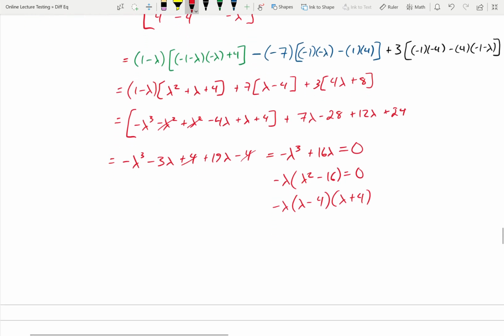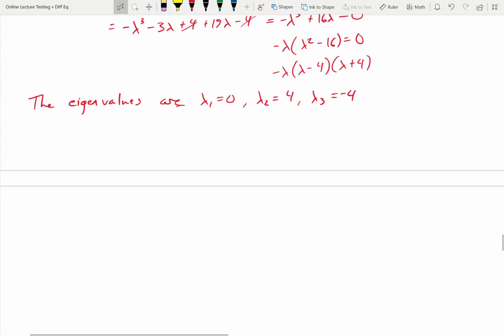Thus the eigenvalues are lambda 1 is equal to 0, lambda 2 is equal to 4, and lambda 3 is equal to negative 4. So now we need to find the eigenvectors.